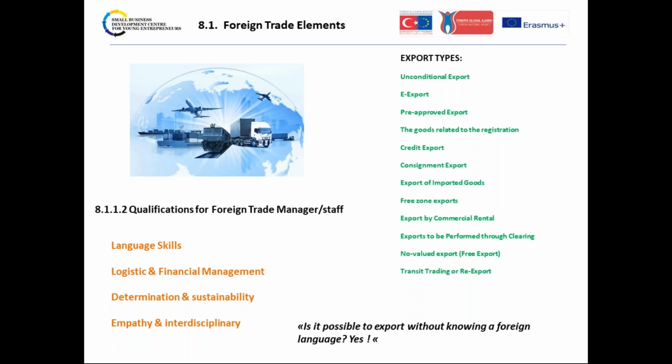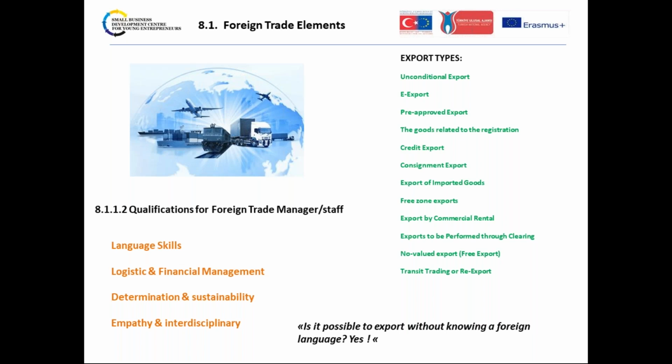Okay, let's continue to our next title. Yes, we said everybody can be an exporter, but of course you need to carry some properties and qualifications. When we check the most vital qualifications that foreign trade personnel have to have, there are four main properties. The first is language skill. Even if you don't speak English, you can do foreign trade.